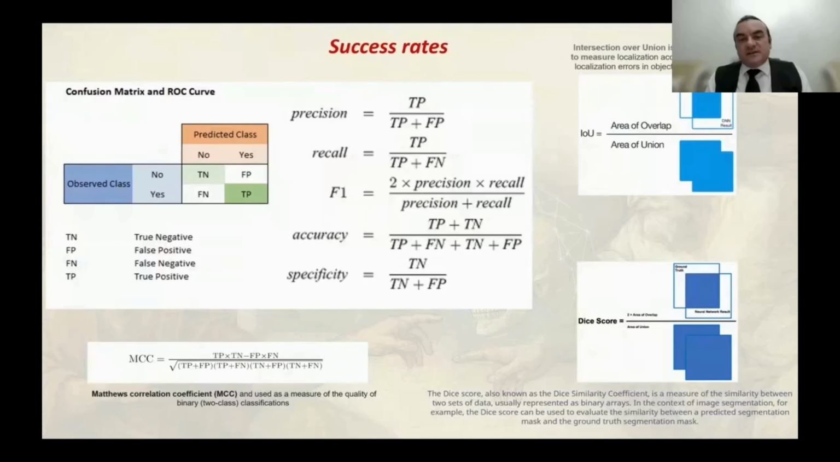There are also different types of statistical measures which we can evaluate for this purpose. One of them is the Matthews correlation coefficient, which can be used as a measure of the quality of two-class classifications. The Dice score, also known as the Dice similarity coefficient, is a measure of similarity between two sets of data, and intersection over union can also be used to evaluate these success rates.